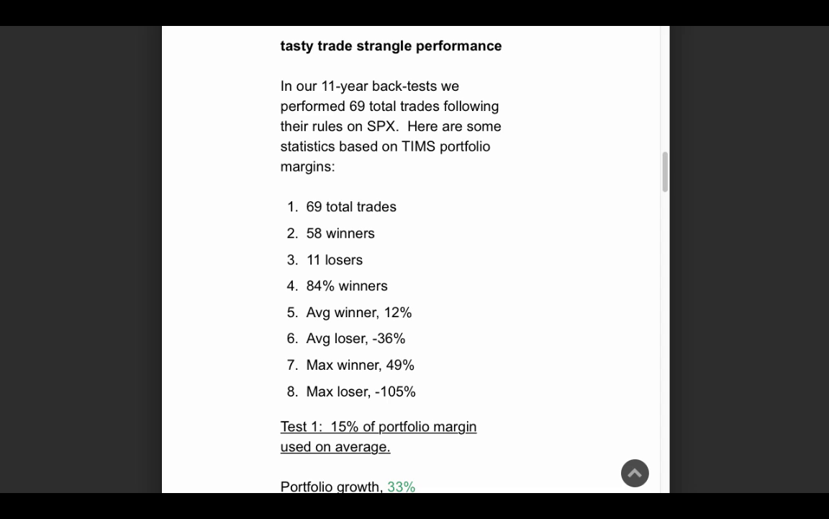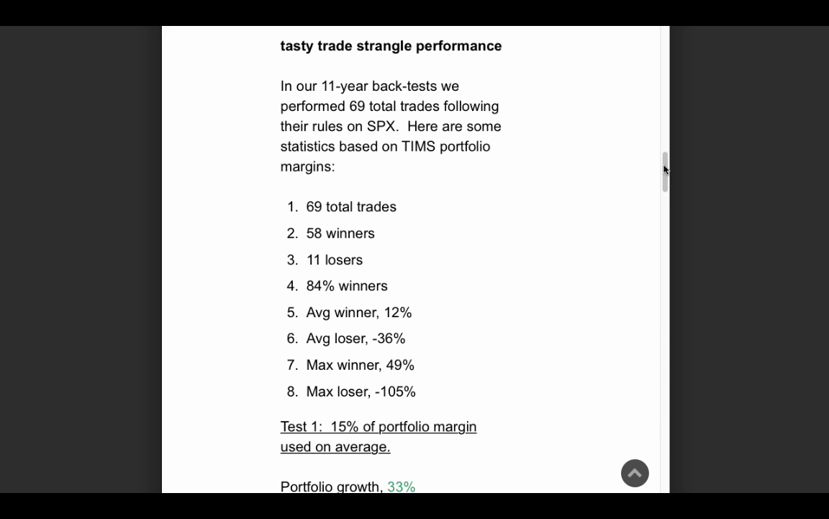The average winner was 12%, average loser 36%, again using the stop loss system. The maximum winner was 49%, and the max loser was 105%. Now remember, these are using your portfolio margins, which is the TIMS model. You can look at their website, but they advertise that they calculate the margins by measuring down 10% and up 10%. And so that's what we did.